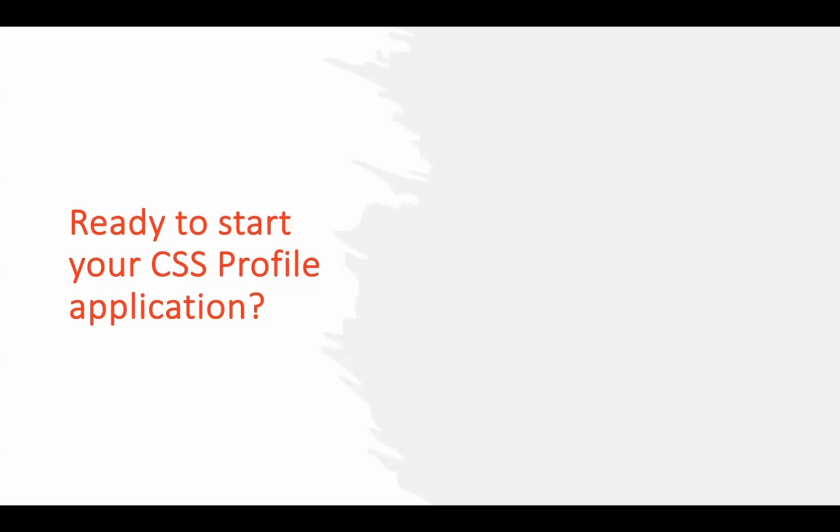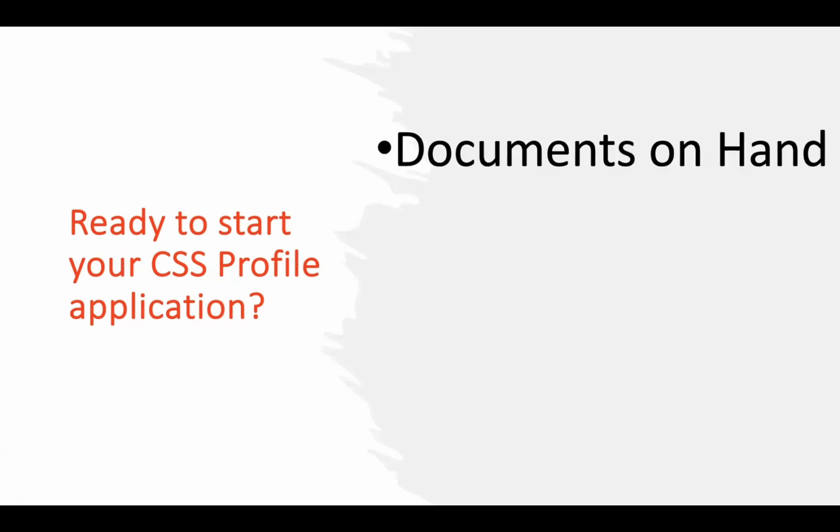Are you ready to start your CSS profile application? Now, I'm going to share some helpful tips and resources before you start your application. First, documents on hand. You will need your most recently completed tax returns, W-2 forms, and other records of current year income, records of untaxed income and benefits, assets, and bank statements. About your user account: if you have a College Board account, sign in using the same credentials. This will save you time and help the College Board apply fee waivers you receive to your CSS profile application.